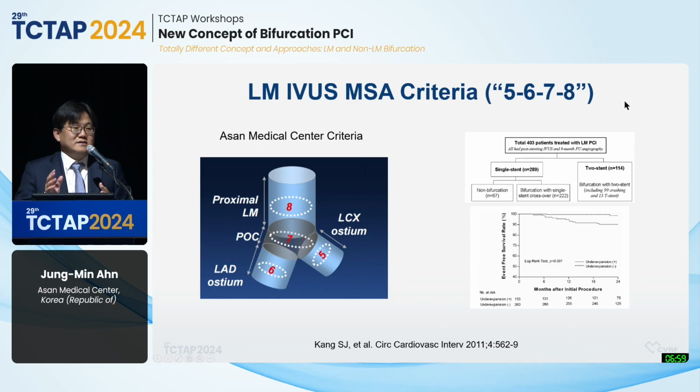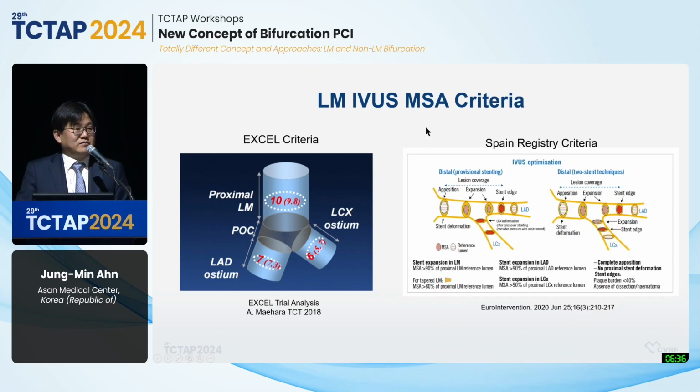This study nicely demonstrated that if we achieve the minimal stent area like this, full expansion, even though it is the crush technique or two stent technique, the long-term outcome would be very nice. But there is some problem, because of the heterogeneous population, and in addition, the POC area minimal stent area measurement is not easy. Anyway, thereafter, two more left main optimization criteria have been suggested: EXIT criteria and SPIN registry criteria.